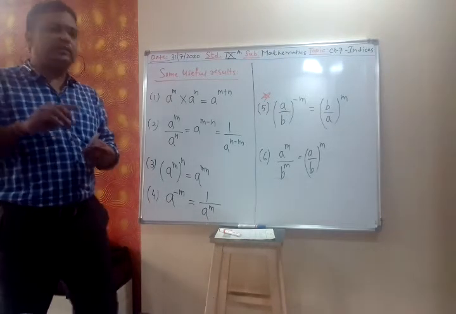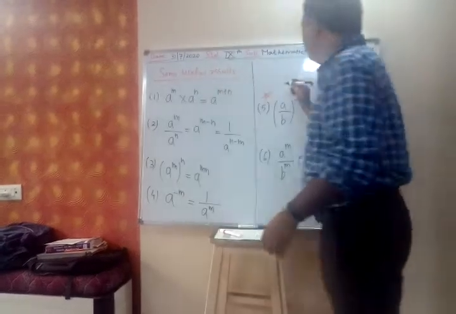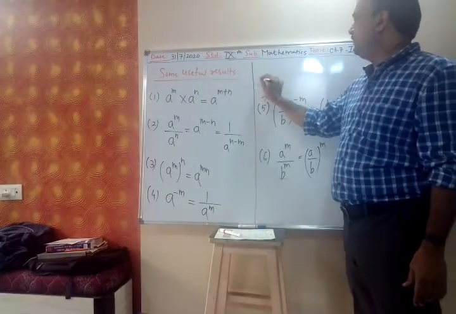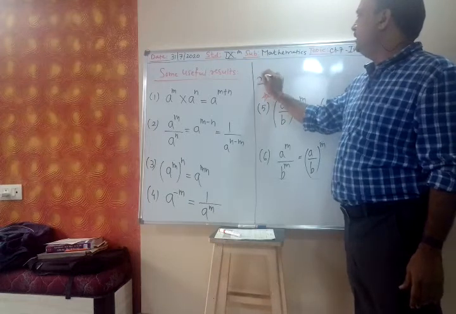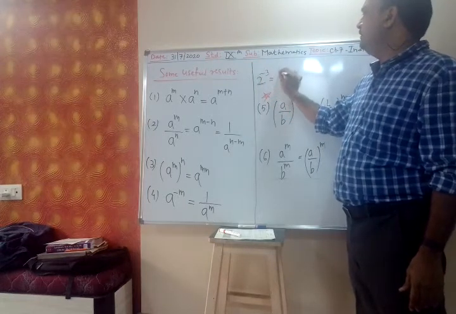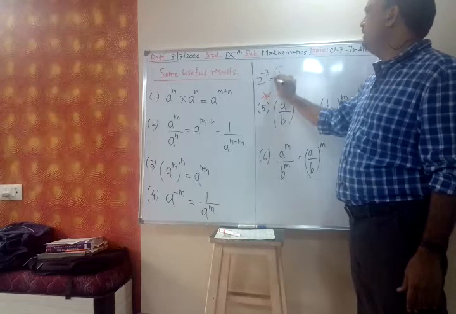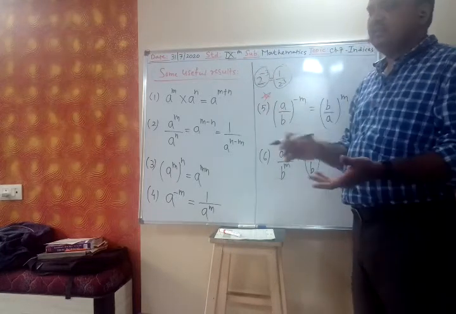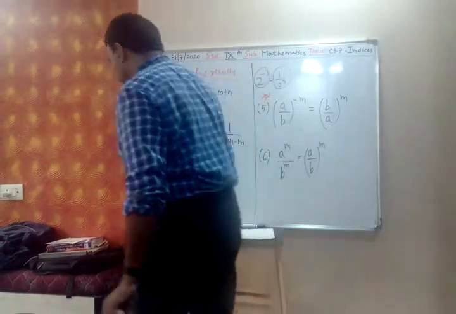No. See, it is not there. You can take 2 raised to minus 3. The answer will be 2 raised to minus 3. And this is the same as 1 upon 2 raised to 3. So whether you write 1 upon 2 raised to 3 or 2 raised to minus 3, both answers are correct. Is it clear?